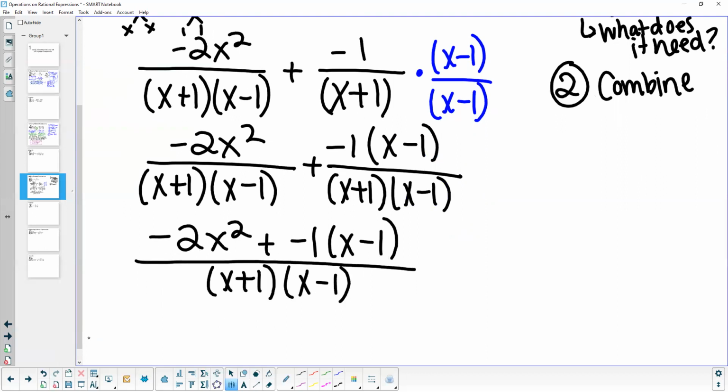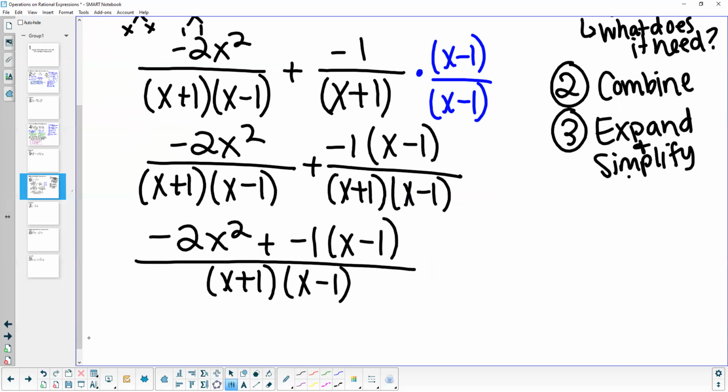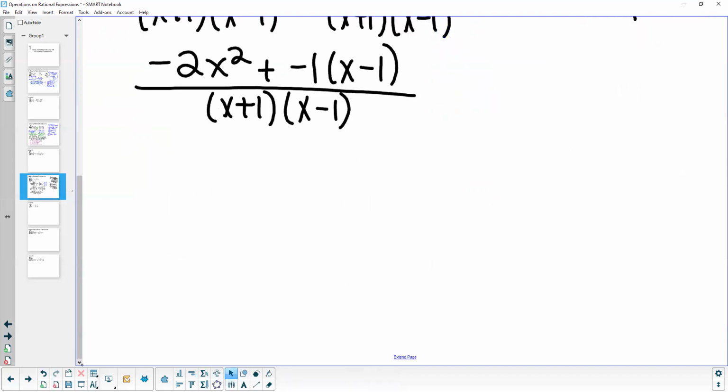Now, the reason why we have to get a common denominator is because then our denominator stays that same thing. And so then after we've combined those, then we want to expand the top if needed. Expand and simplify the top. So what that means is if I have any multiplying that needs to happen, I'm going to do it. If I have any subtracting that needs to happen, I'm going to do it. Everything's going to get combined as much as it can on top here.